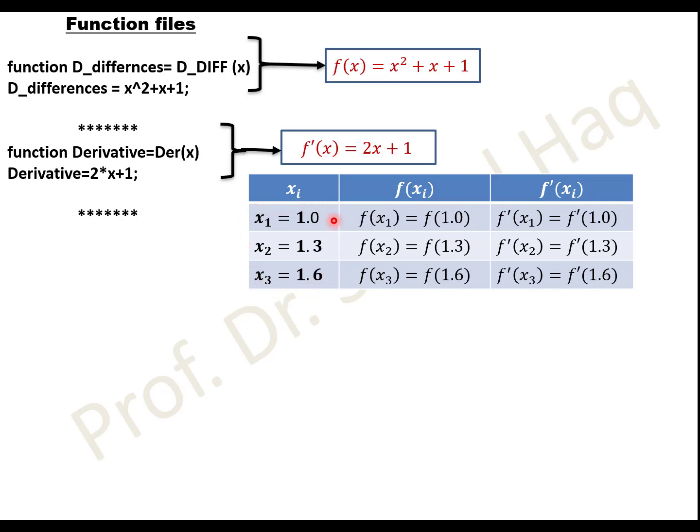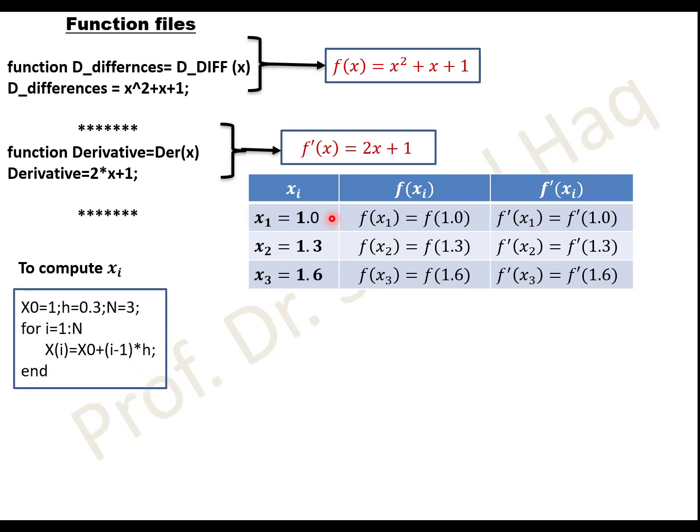Now let's generate these entries. It's similar to the previous two cases. This is a loop. X naught is equal to 1. This is the value. H is 0.3. You can see this is the step size. N is equal to 3. It depends upon you what are the number of data points. This N represents number of data points. Xi is equal to x naught plus i minus 1 into h. That's the formula which we are always using in numerical analysis.